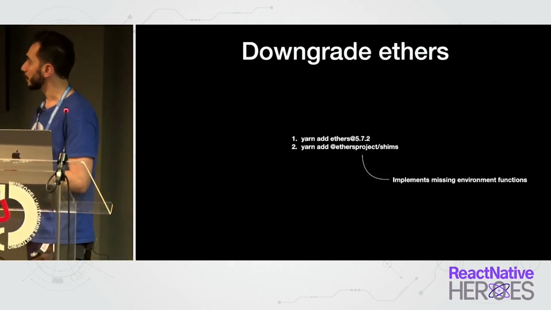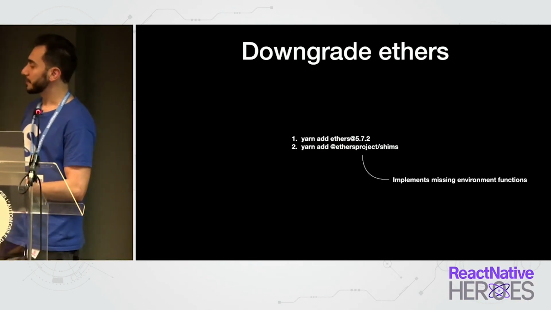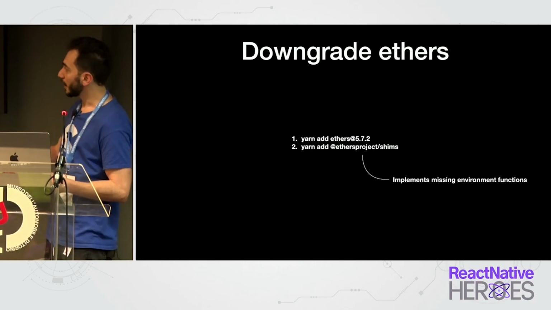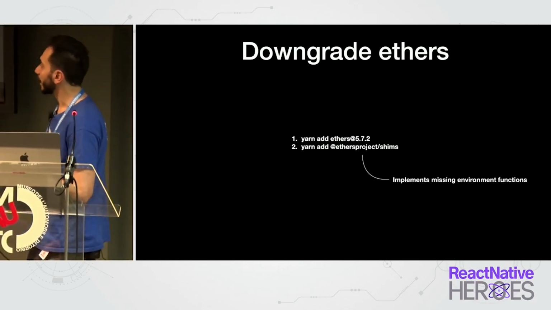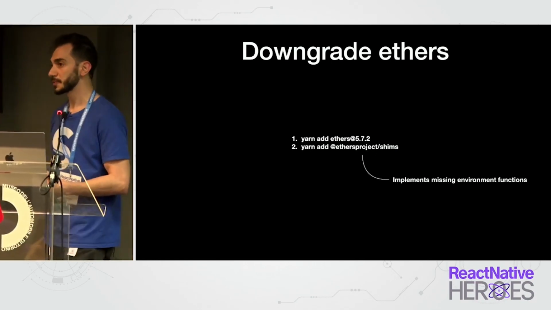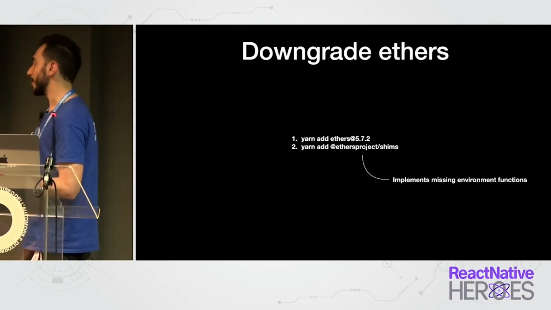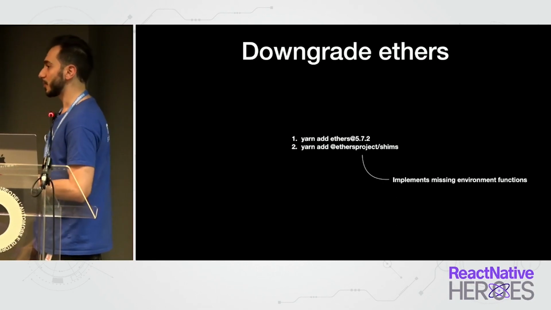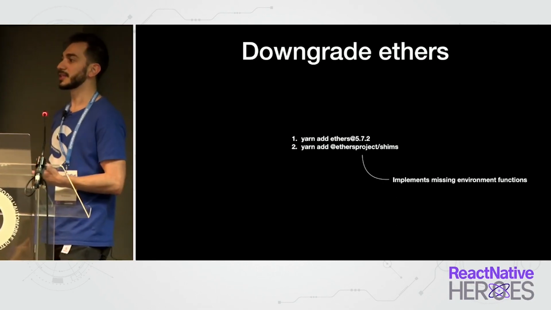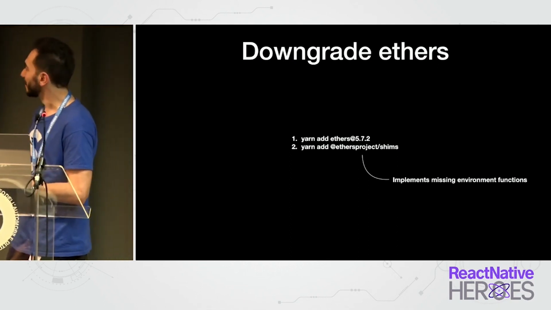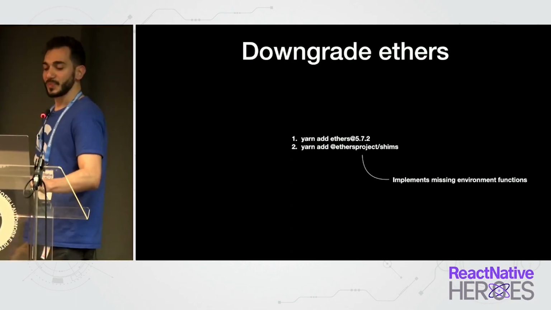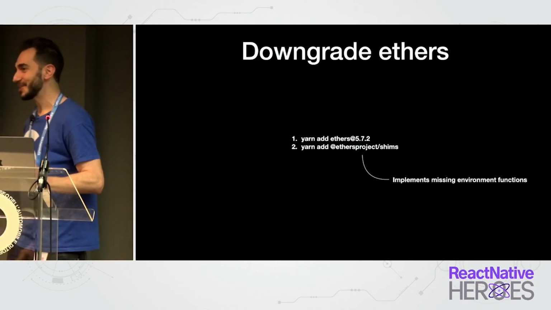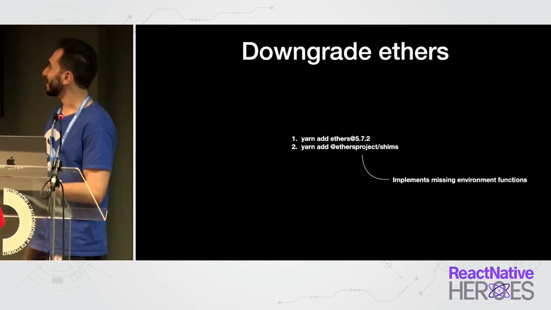As I said, we installed headers 5.7.2. It's a version fully compatible with React Native. But we also have to add one other library called headers project shims. This library is also developed by headers, and it contains some missing environment functions that we need in React Native to do some methods on our blockchain. After this, we try again. Finally, the provider works, so that was very good.